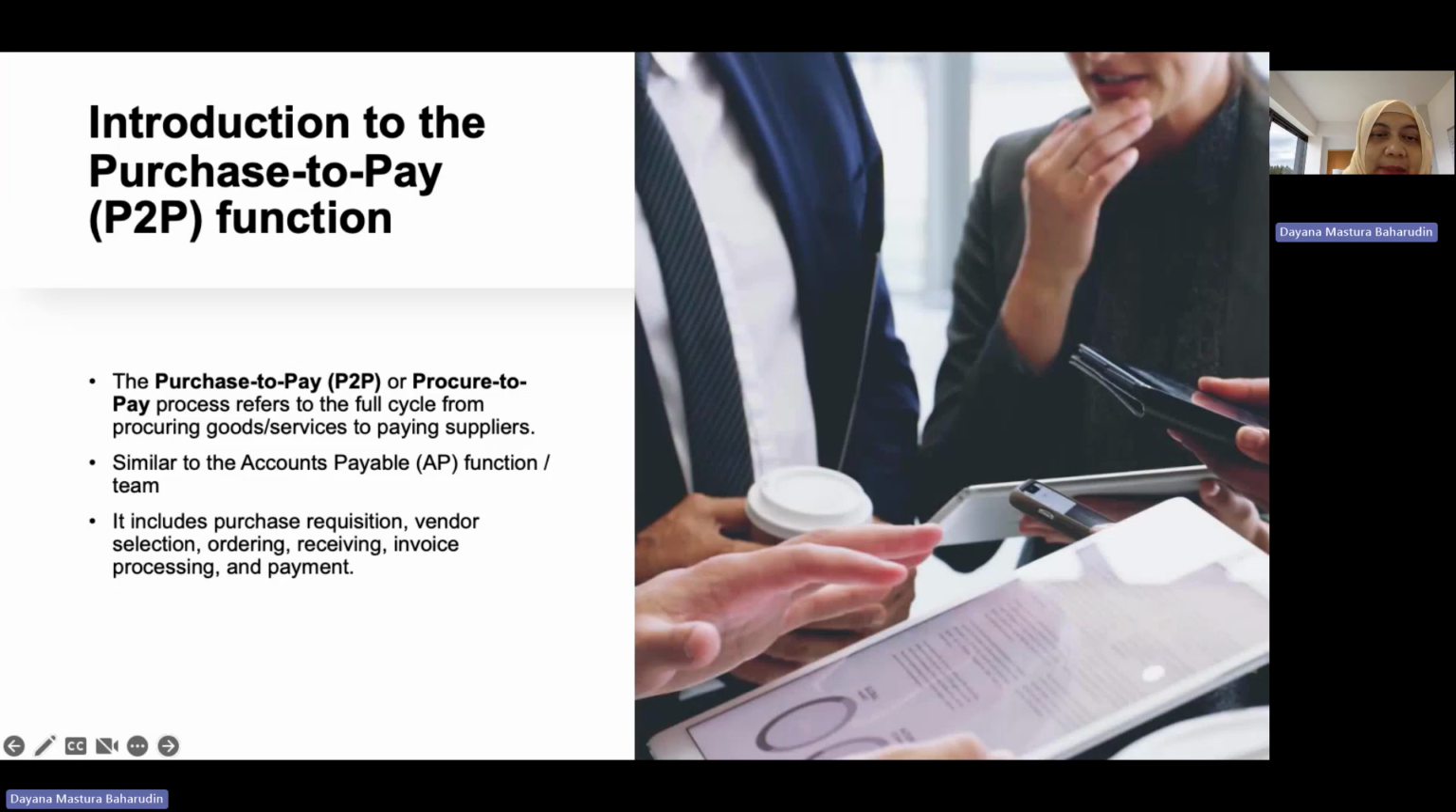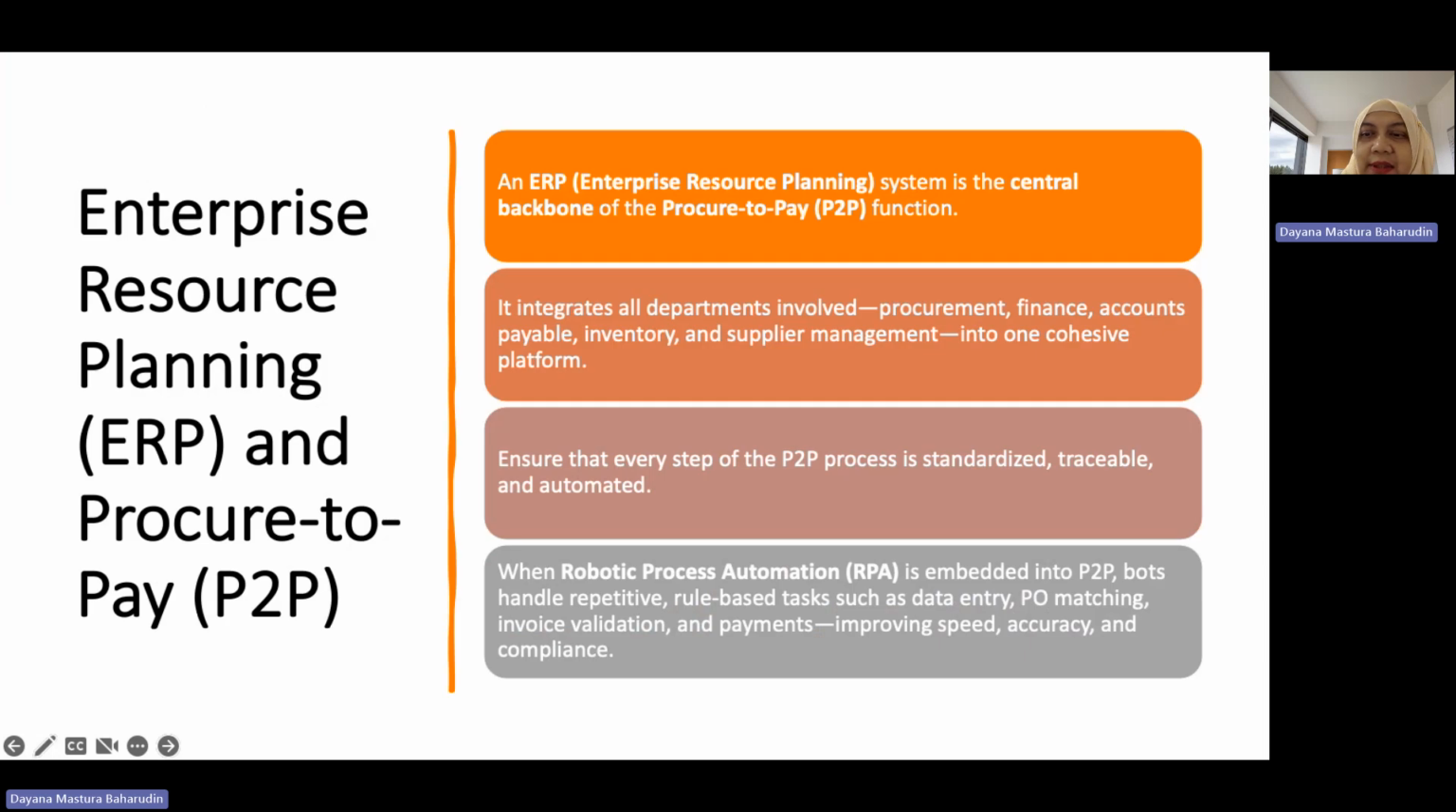It's similar to the accounts payable function for a smaller company or accounts payable team for a larger organization. So it includes purchase requisition, vendor selection, ordering, receiving, invoice processing, and payment. Okay, let's have a look at the next one.